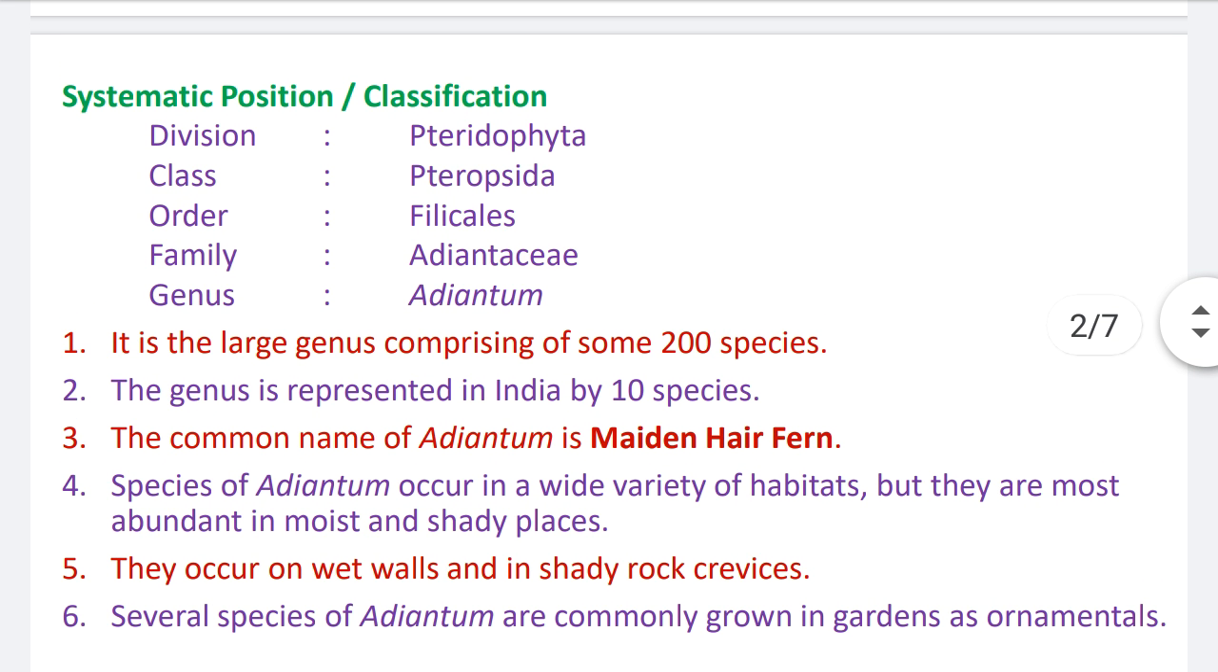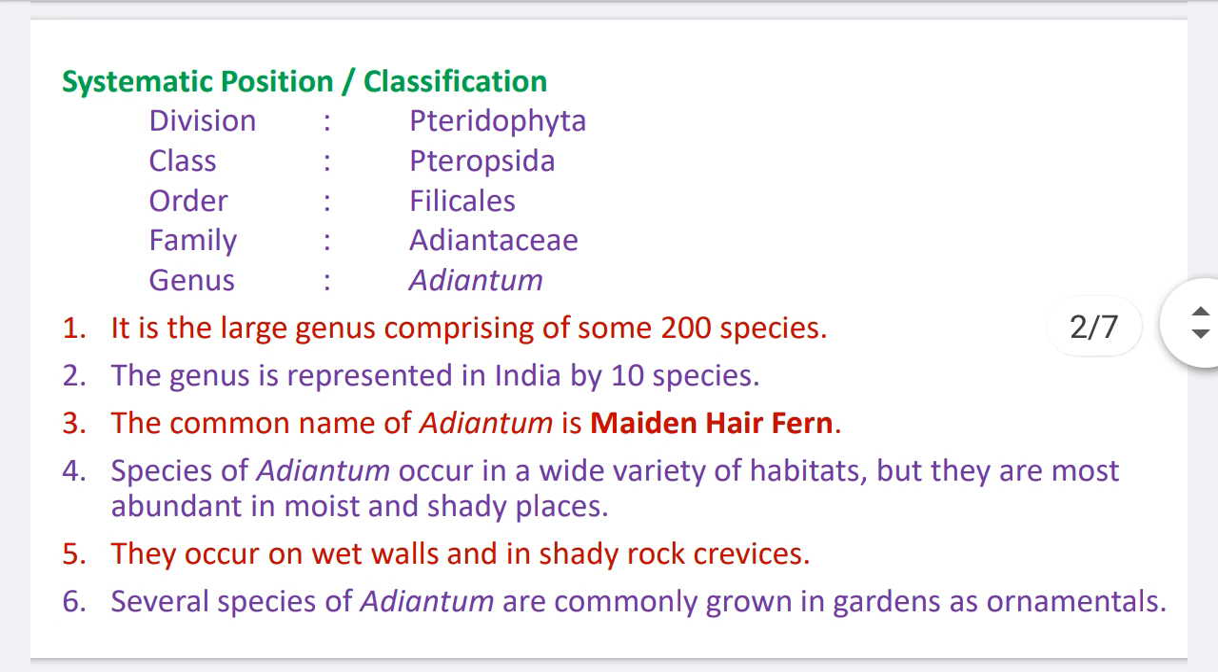The classification, meaning the systematic position of Adiantum: it belongs to division Pteridophyta, class Pteropsida, order Filicales, family Adiantaceae, and genus Adiantum. This is the systematic position of Adiantum.